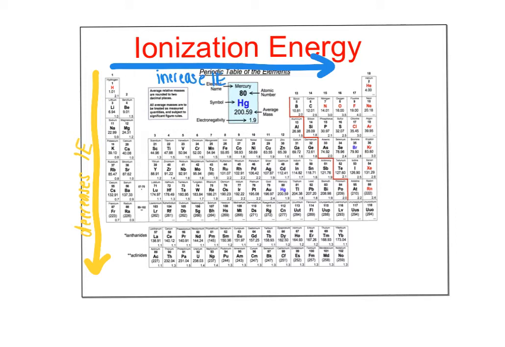It's much harder to steal from helium than it is from hydrogen. It's harder to steal from argon than it is from sodium. So some things to keep in mind. Helium is the hardest to steal from. Big fat francium is the easiest to steal from.